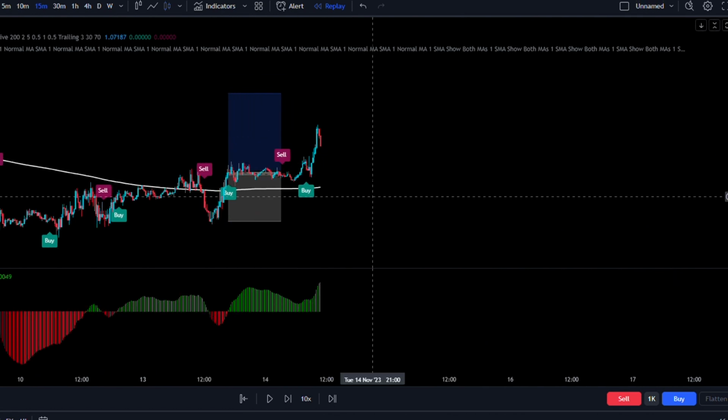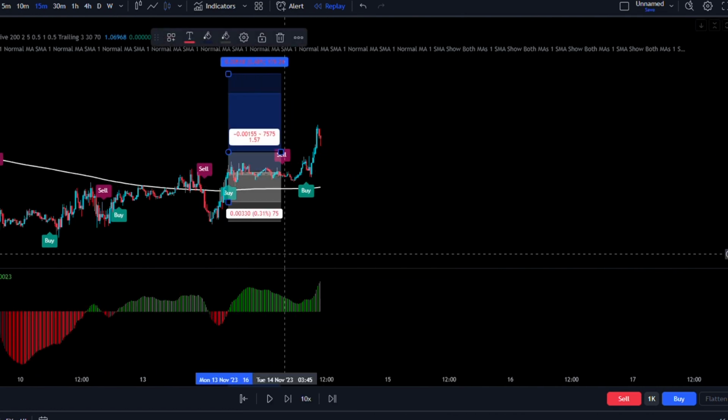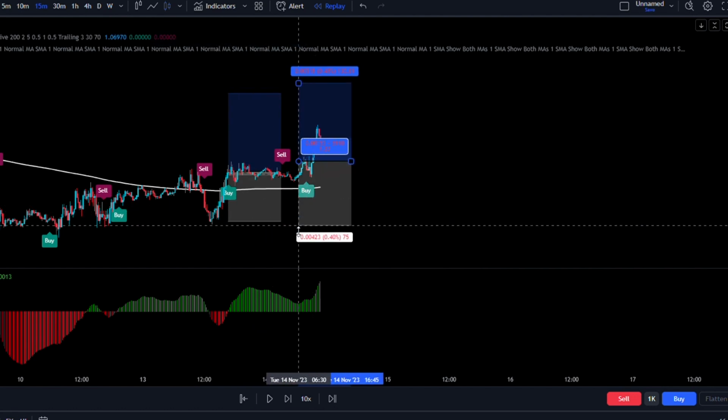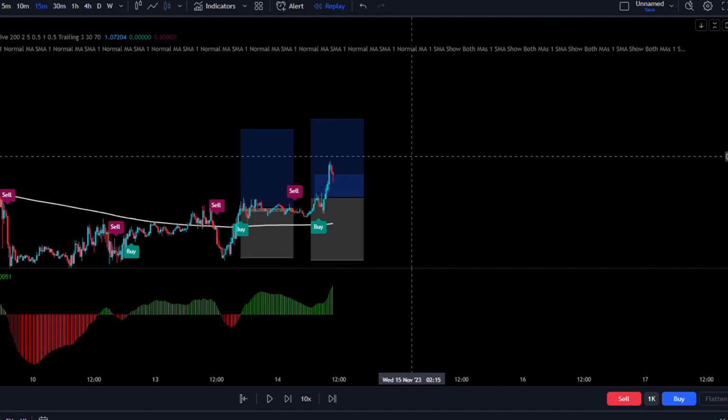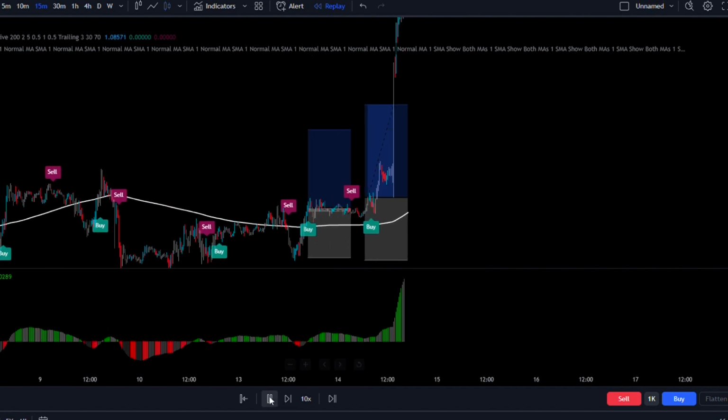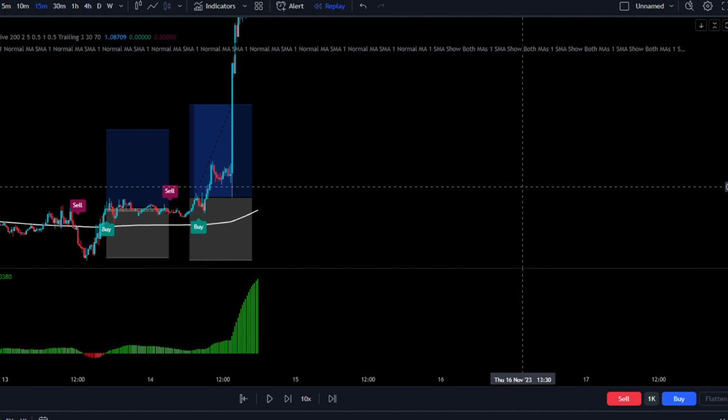Okay, so we could take another trade here as the histogram was colored in green. Stop loss still below the most recent swing low, targeting a 1.5 risk to rewards. Beautiful. So let's go and take a look at the sell criteria.